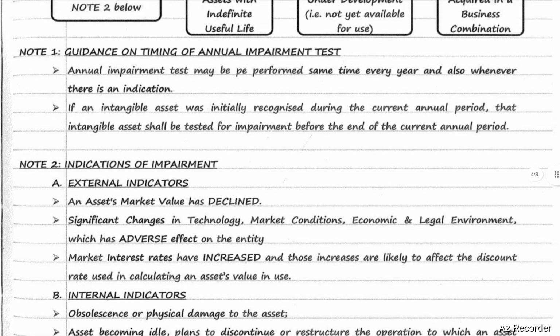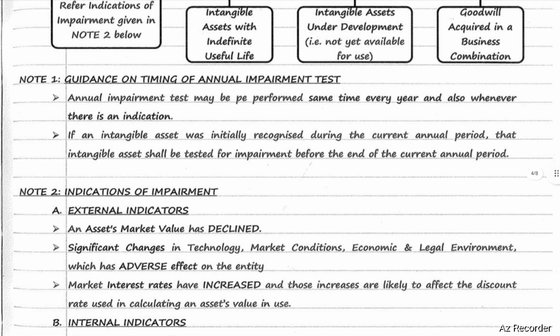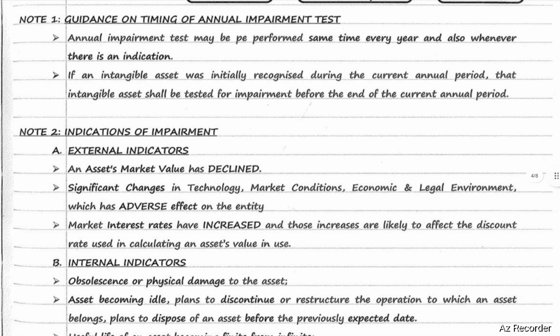Next, a requirement for annual impairment test in case of the following assets. In case of the following assets, an impairment test needs to be done on an annual basis. Guidance on timing of annual impairment test: it may be performed at the same time every year, and also whenever there is an indication. If an intangible asset was initially recognized during the current annual period, that intangible asset shall be tested for impairment before the end of the current annual period.